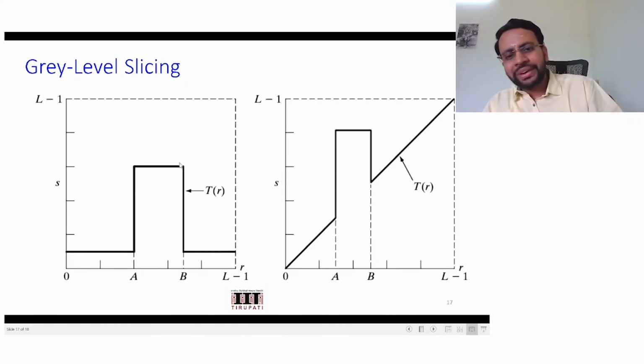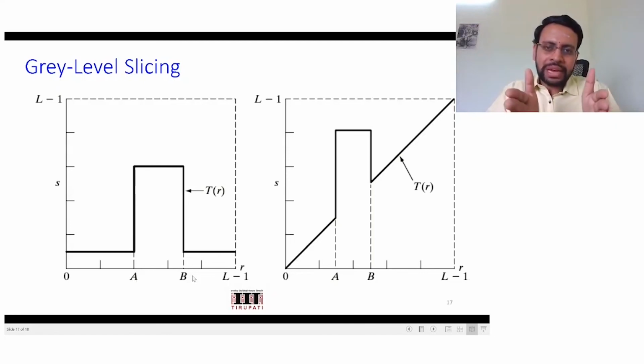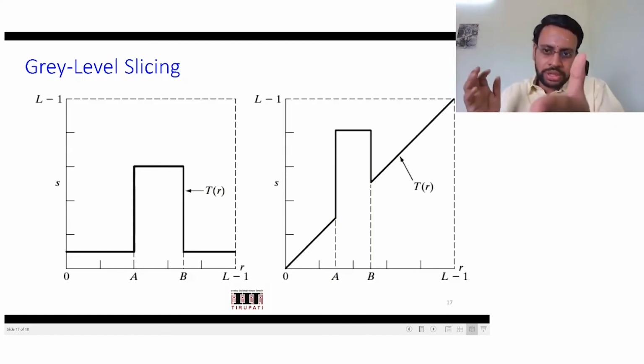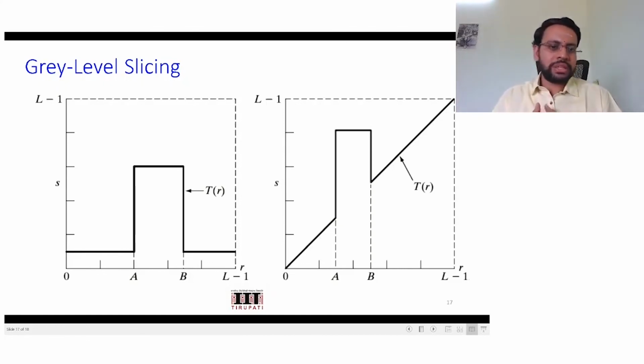So you could think of it as your object of interest having intensities in between A, B values. So that's what you want to see, and the rest you want to make 0. Then you could use a transform like this. This is another way of transform.